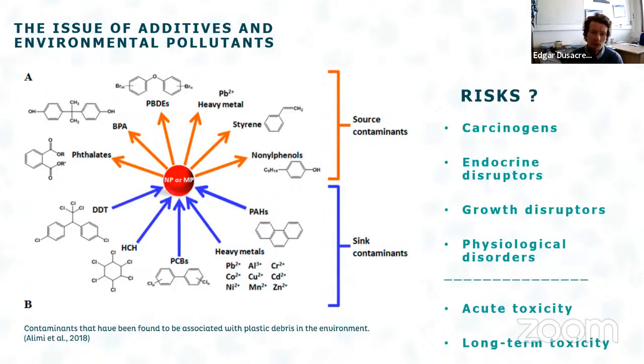So here, a study in 2018 showed that we have additives in plastics and in polymers. It is not a big discovery, but it's important to keep in mind. Different additives include nonylphenol, phthalate, bisphenol, styrene, and others. And they also showed contaminants coming from the environment, such as heavy metals, PCB, and PAH also. So this is really a worrying topic because we know their risk.